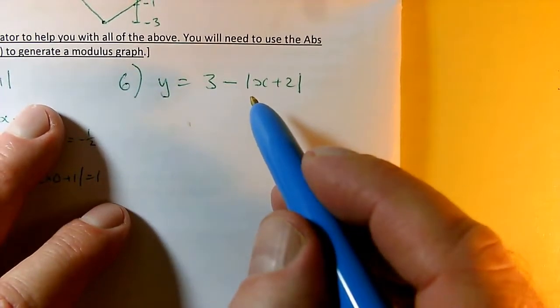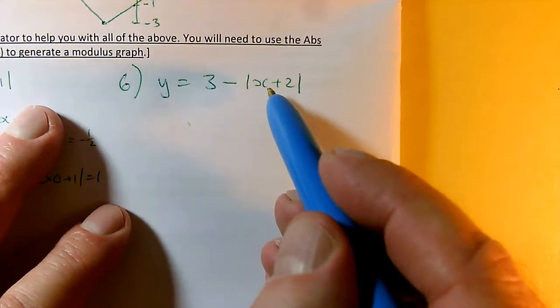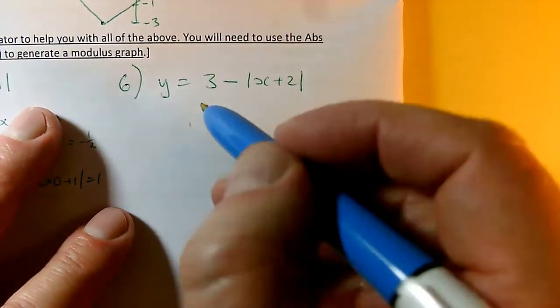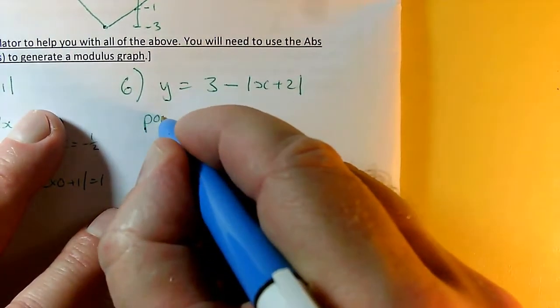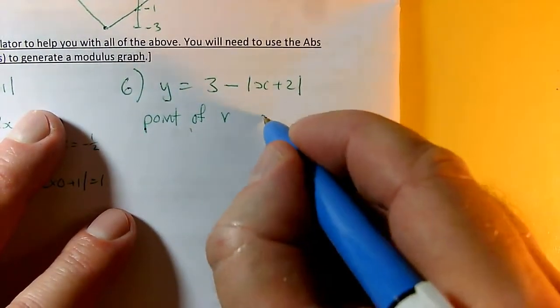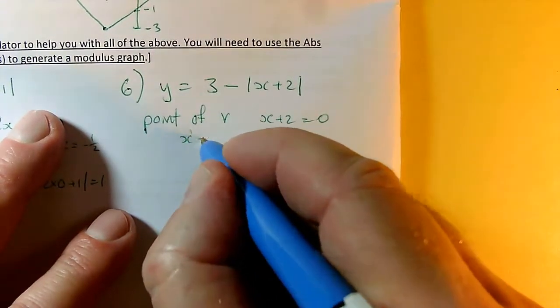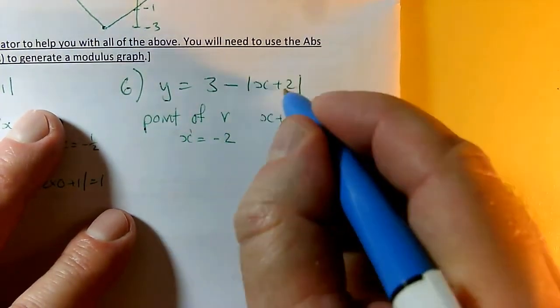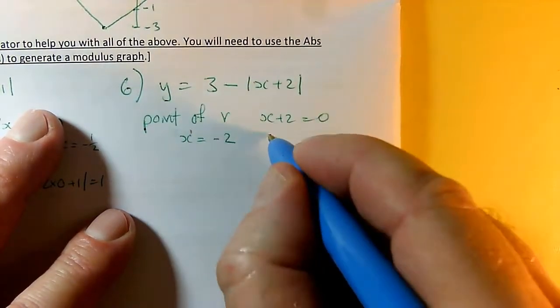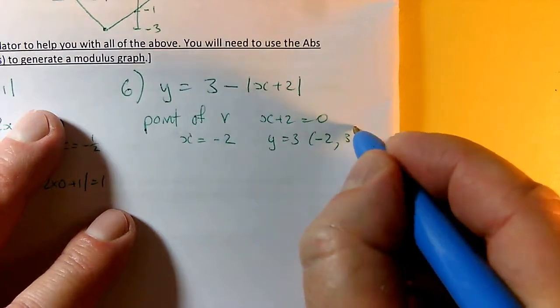Now from the work on transformations, you're probably knowing what that minus in front will cause, okay? We're going to see it happening with this method. With the point of the v, so the point of the v is when the thing inside the modulus is 0. x plus 2 equals 0 means that x is going to have to equal minus 2. And if this equals 0, then y is simply 3. So y equals 3, so the point is minus 2, 3.